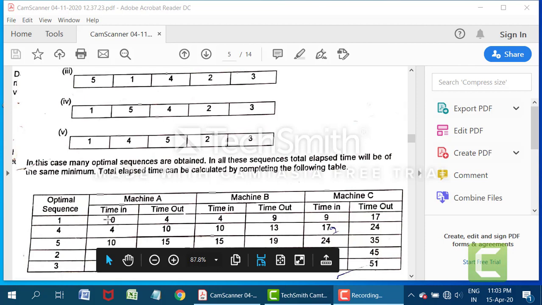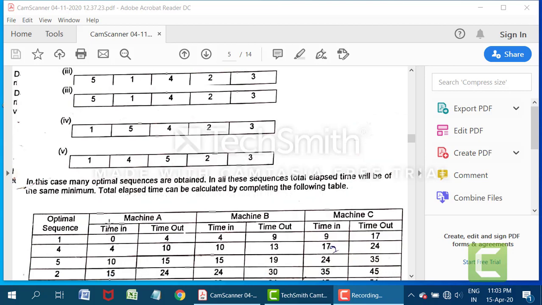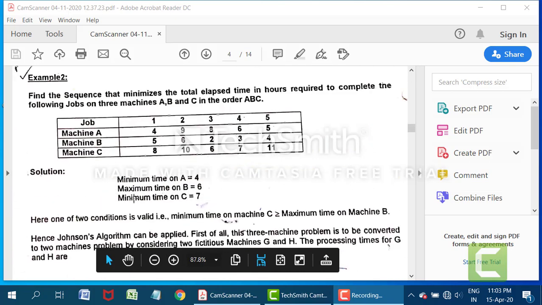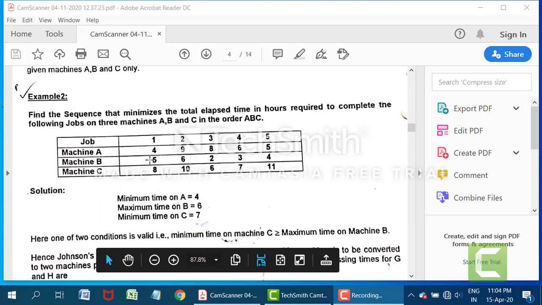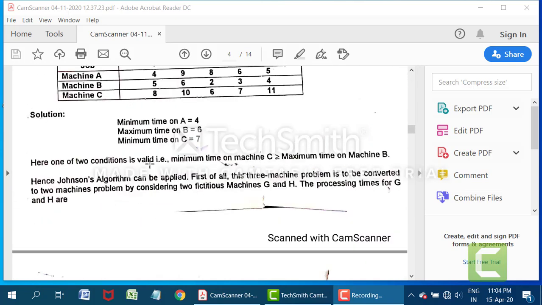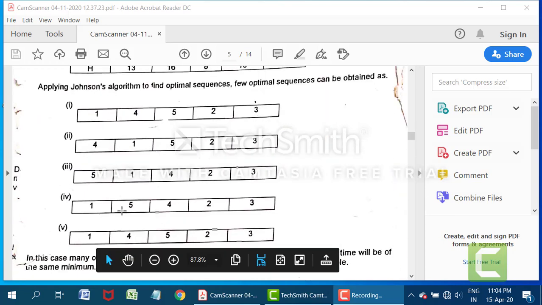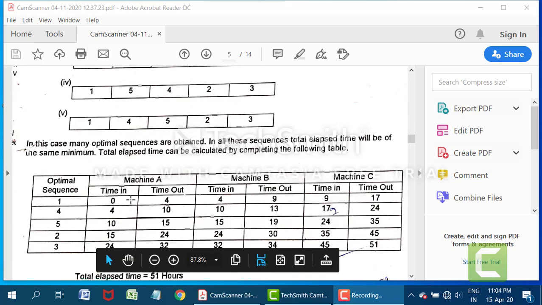What time does it come in? At clock time 0, the first job enters. What is the operation time for the first job on machine A? 4. So the clock starts at 0, 0 plus 4, 4. At clock time 4, it comes out.